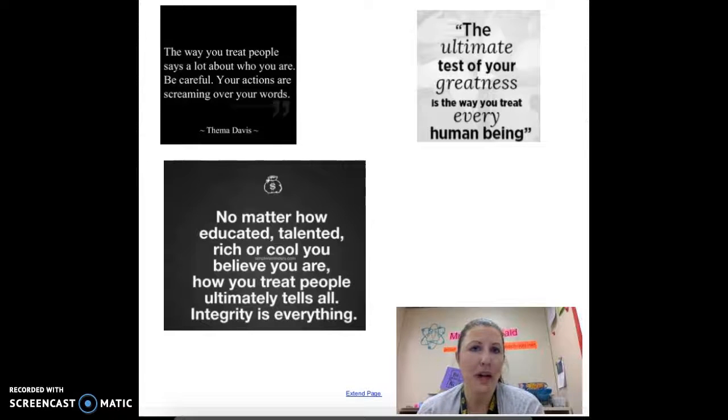So listen, I'll try to do this quickly so I can leave you as much work time as possible. I just have some quotes up on the board for you to think about when you're choosing how you treat our guest teacher today. The precepts from the movie Wonder reminded me of this. And remember that how you treat people is ultimately what says what kind of person you are. So treat our guest teacher with a lot of kindness.